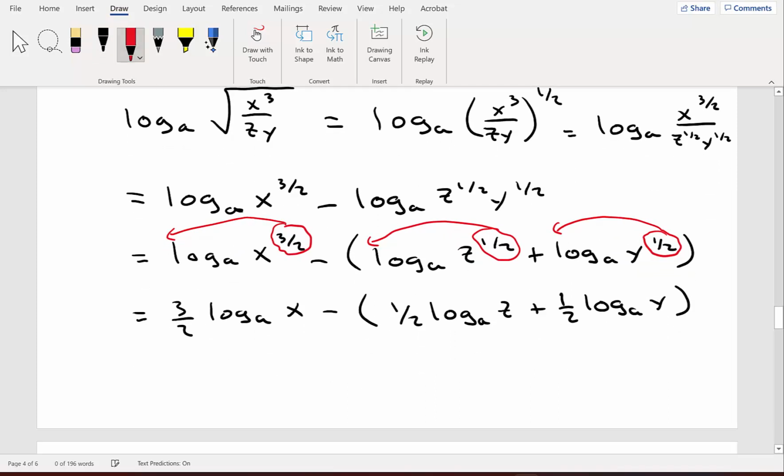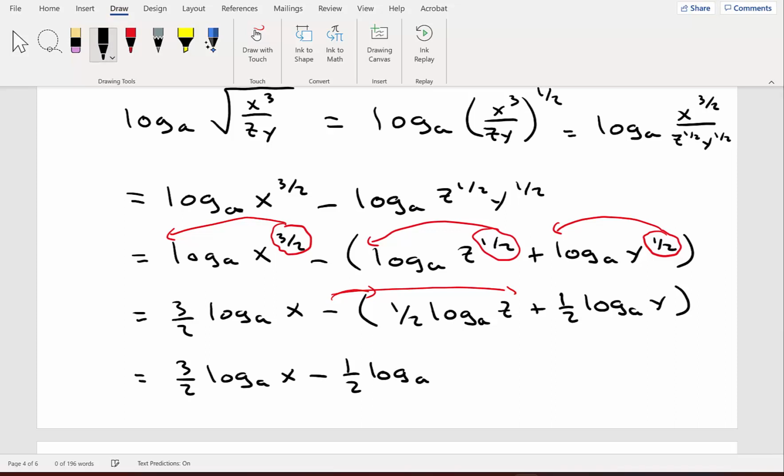And then one last step, I'm going to go ahead and distribute out this minus sign, and then it will be fully expanded out. So we have 3/2 log base a of x minus 1/2 log base a of z minus 1/2 log base a of y.